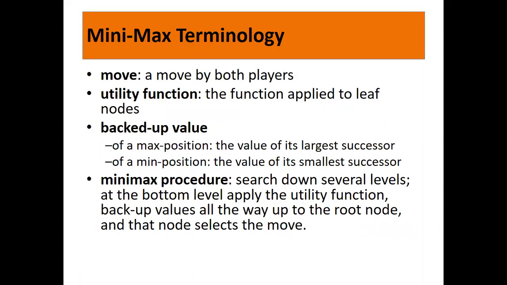Now, let us look at some terminologies associated with it. First, a move made by both the players. We'll be talking about only a two-player game here. Then the utility function, the function applied to the leaf nodes. Then the backed up value. What is the backed up value of a max position? The value of its largest successor, and the backed up value of a min position is the value of its smallest successor.